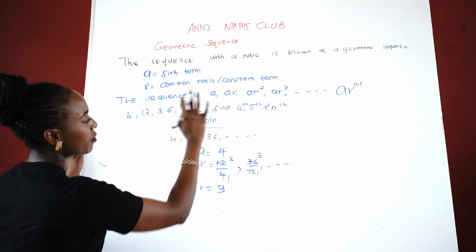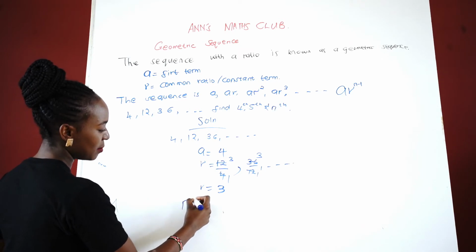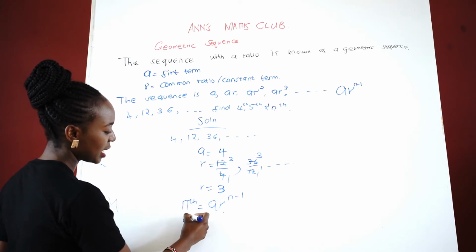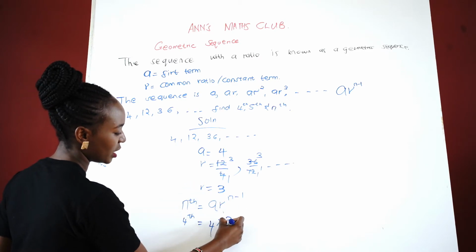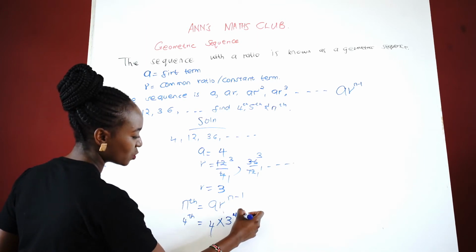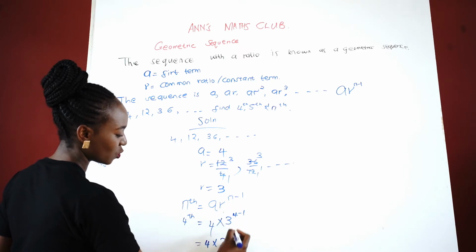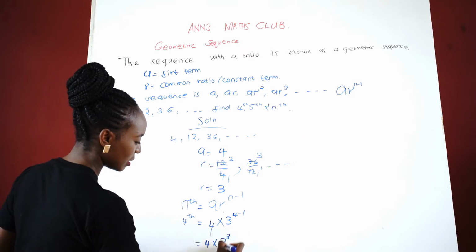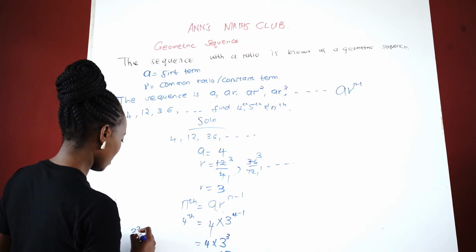So we are looking at the fourth term. Remember, again, we got the formula. We said the nth term is equal to AR^(n-1). So we are looking for the fourth term. A is 4, times R is 3, to the power n minus 1. Our n is 4, the fourth term, so 4 minus 1. This becomes 4 times 3^(4-1). 4 minus 1 is actually 3. So 3 raised to 3. So this becomes 4 times 27. And this automatically becomes 108.